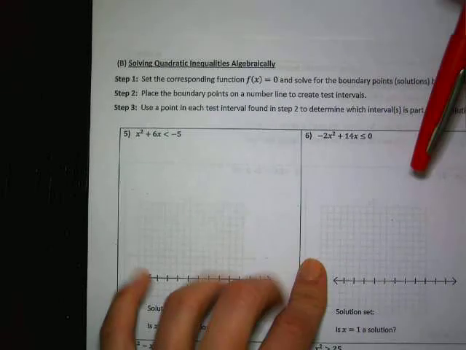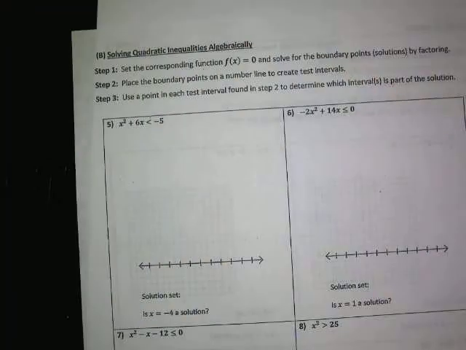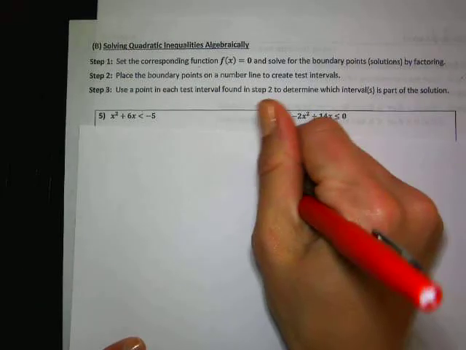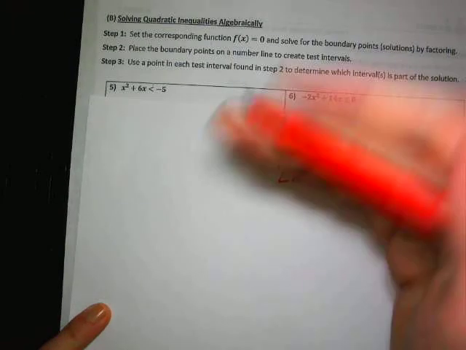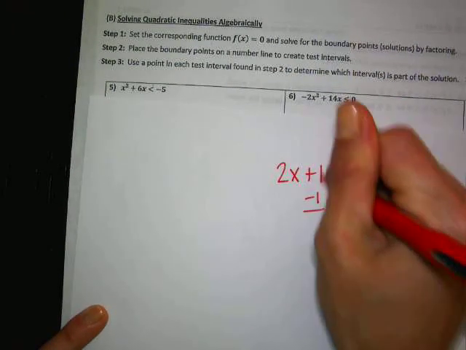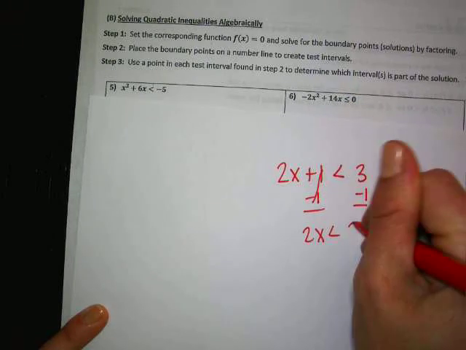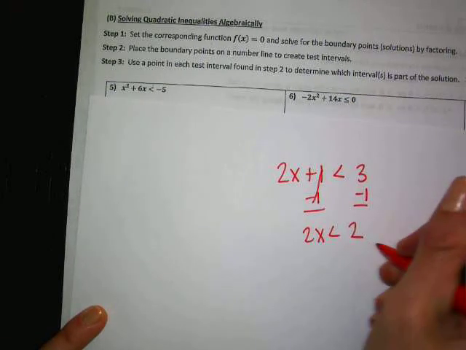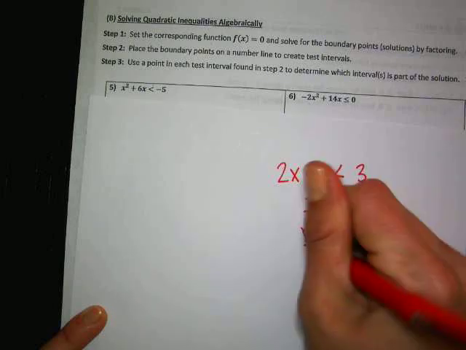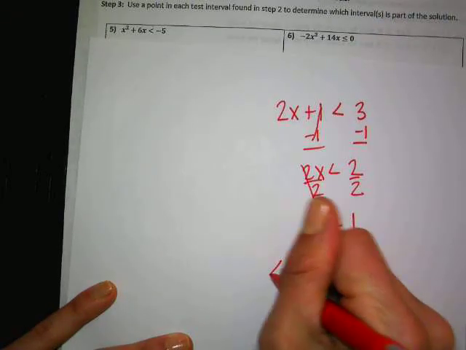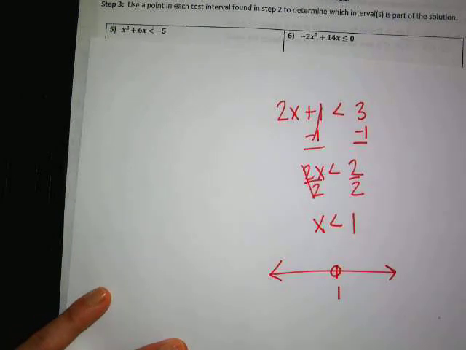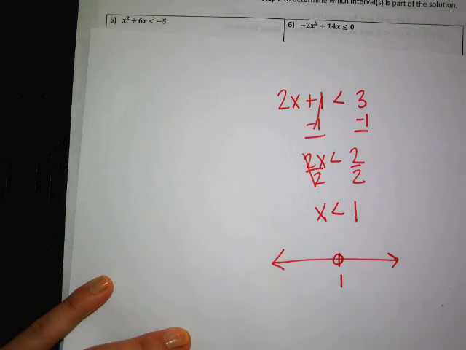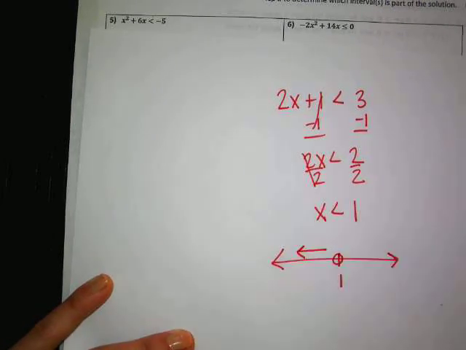We're solving an inequality. So if you think back to middle school, when you had something that looks like this and you had to solve, right? You minus 1 and you had 2x less than 2. Divided by 2, x is less than 1. And then you draw your number line, and it's an open circle, and x is less than. So we're going to use the values that are less than 1.